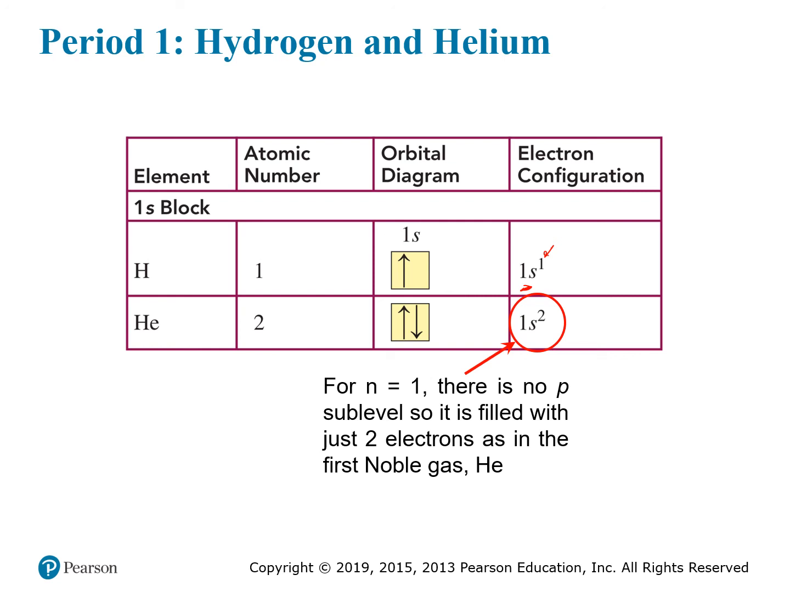It has atomic number 2, 2 protons, requires 2 electrons for neutrality. So both electrons go into the 1s orbital, and therefore this number changes to a 2. So it's 1s2 is the configuration. At this point, the energy level n equals 1 is complete. There's no p sublevel, right? Because the n equals 1 energy level only has an s sublevel. So helium is the most stable of these first row elements, which is why, again, it's over on the right side with the noble gases.